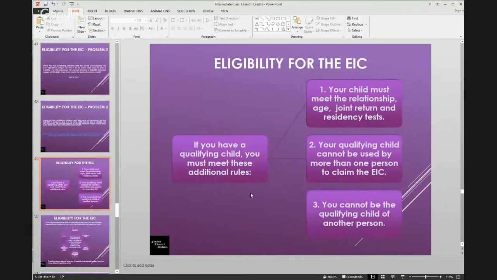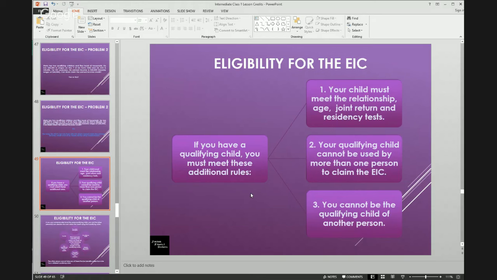So if you have qualifying children, in addition to the income rules, you have to meet the following requirements. The child must meet the relationship, age, joint, and residency tests that we just discussed. Your qualifying child cannot be used by more than one person to claim the earned income credit, and you cannot be the qualifying child of another person.